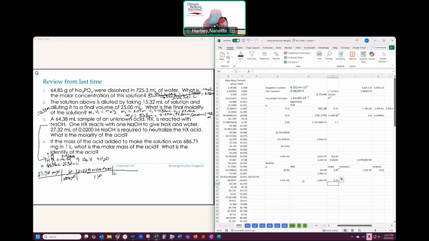I know there's 1 mole of NaOH in my balanced equation that reacts with 1 mole of HX. That's from my balanced equation right here. So now I have moles of HX. Now in order to get to molarity, I need to divide by the volume. And I need that to be in liters, but I know what the milliliters are. So I'm going to divide by the milliliters, 64.38 milliliters. And then I'll convert that 1,000, not 10,000, 1,000.